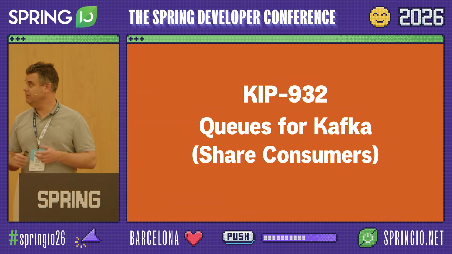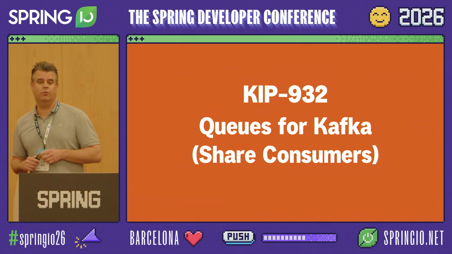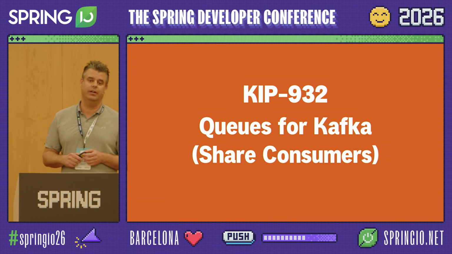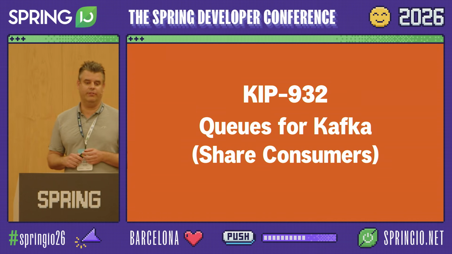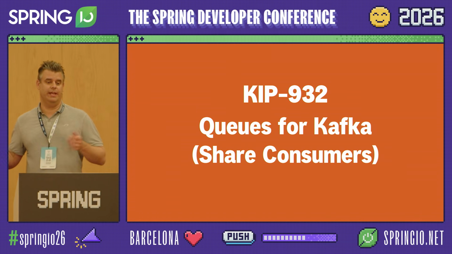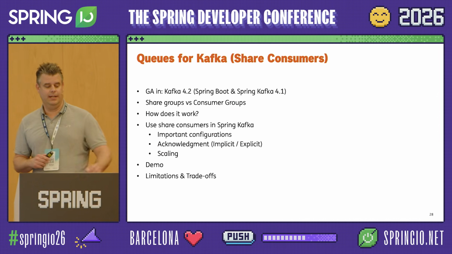Okay, now we're on Spring Kafka 4, so we can start investigating the new features that are released in Kafka 4. And one of them is queues for Kafka, also known as share consumers. So let's take a look at what we're going to dive into.